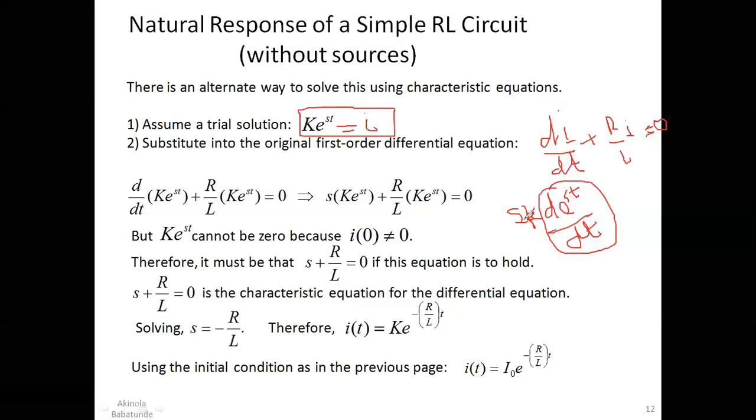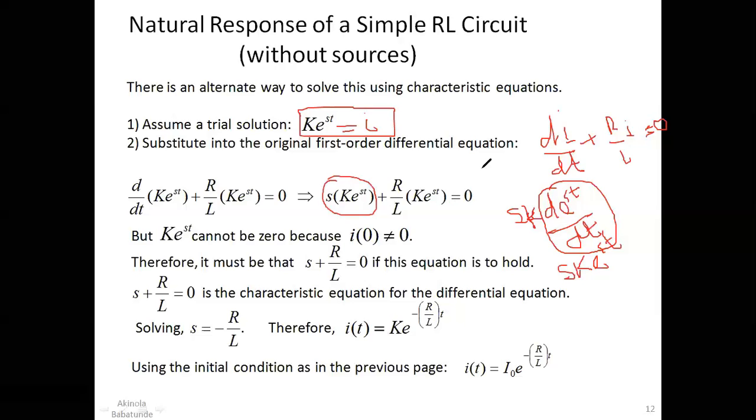Okay, so we have dealt with the s part, and the rest is just going to be the same thing, exponential st. So if you differentiate this, the final value you will obtain will still be sK exponential st when you differentiate this entire stuff. Okay, so that is why you find there is sK exponential st here. All right, and we have our R over L K exponential st.